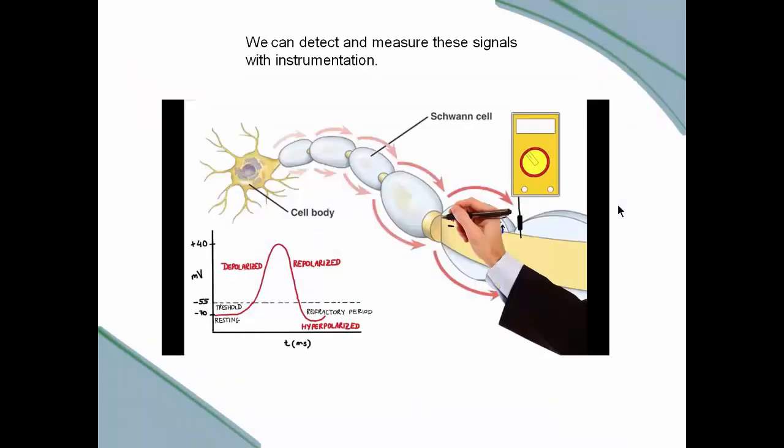So we can detect and measure signals with instrumentation. Obviously, we know that. We can use all different types of instrumentation to measure these fields. Now, of course, in a biological system, we are a bit inhibited in trying to measure the fields or even knowing where to measure those fields. But we can detect and measure these signals.